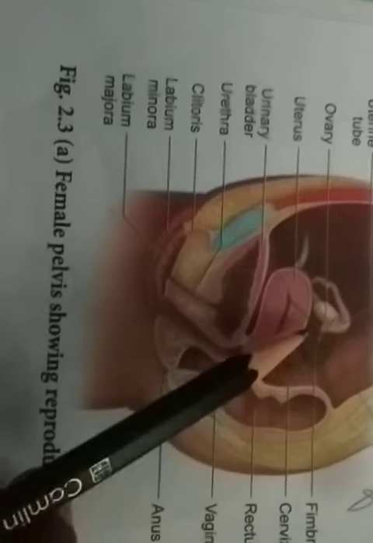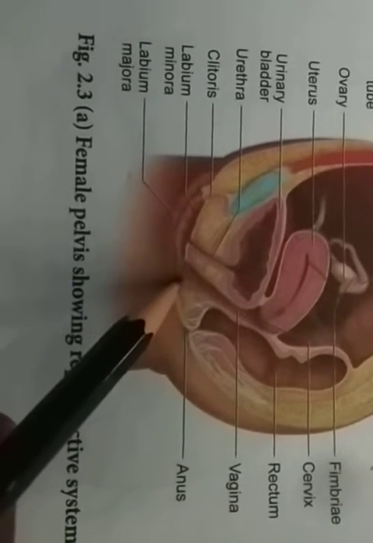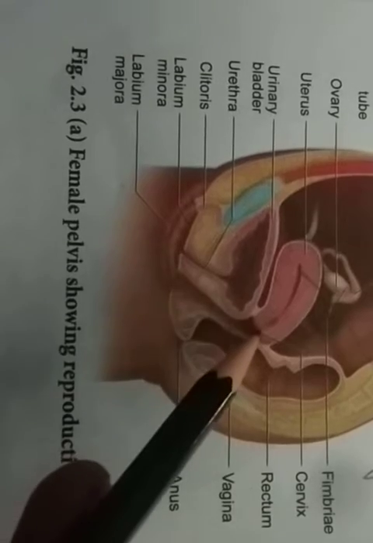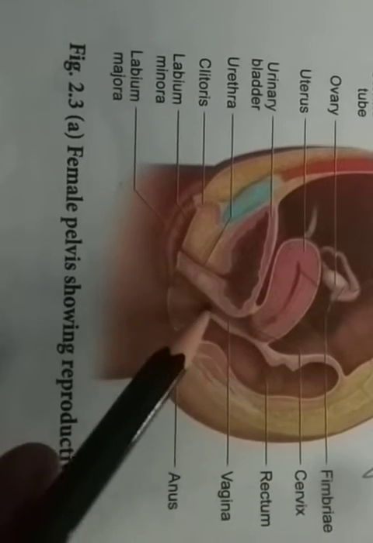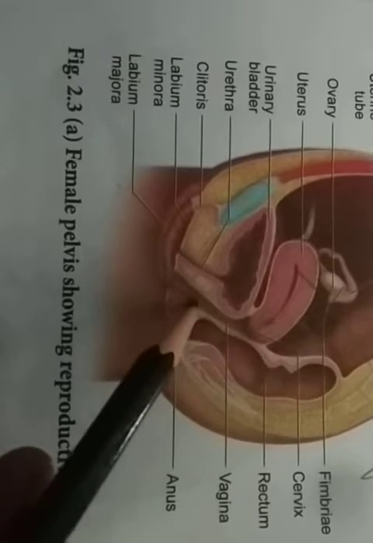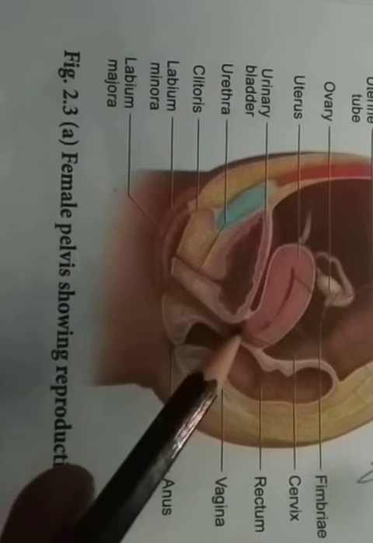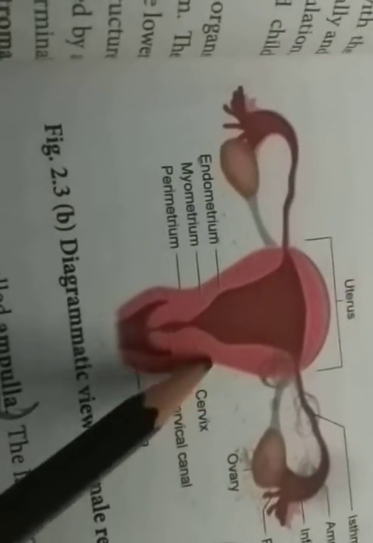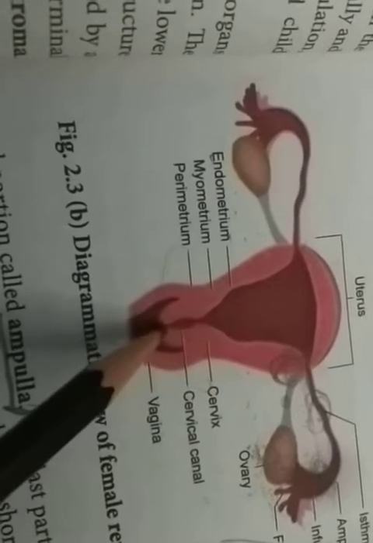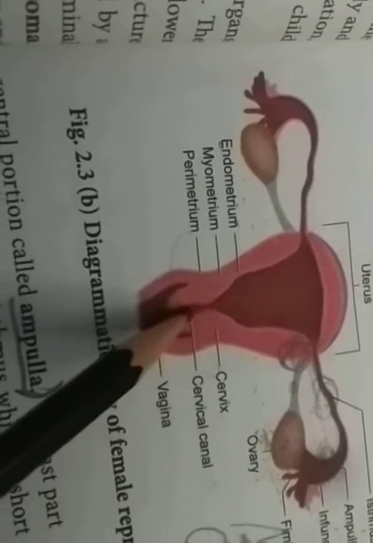The uterus opens into the vagina with the help of a narrow canal that is known as the cervix. The cervix opens into the vagina. That canal is known as the cervical canal. Okay, see this picture. In the uterus, this region is known as the cervix, and the cervix opens into the canal. This canal is known as the cervical canal.